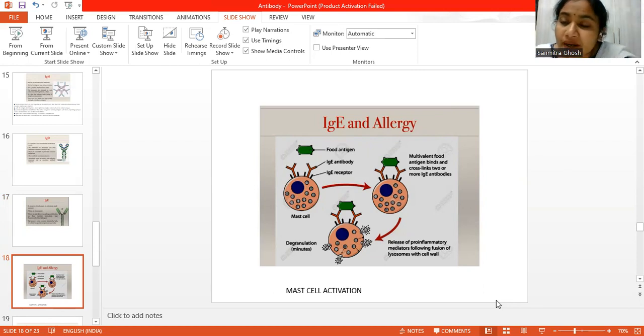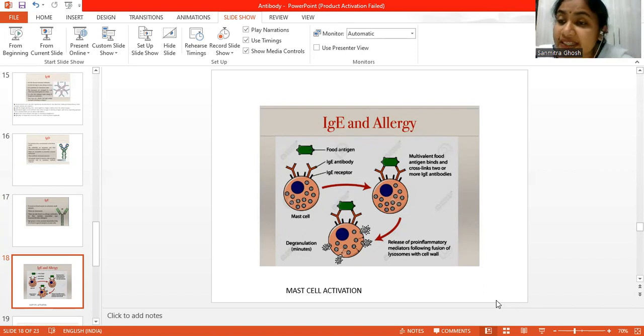There, when more than one IgE molecule binds and interacts with the multivalent antigen, it can be any pollen grain, any food molecule, any venom, any toxin, and that particular antigen binds and cross-links at least 2 or more IgE antibodies. A single IgE antibody can never trigger the process of hypersensitivity. At least 2 molecules are needed. Sometimes more than 2 molecules can also participate in triggering this allergic reaction.